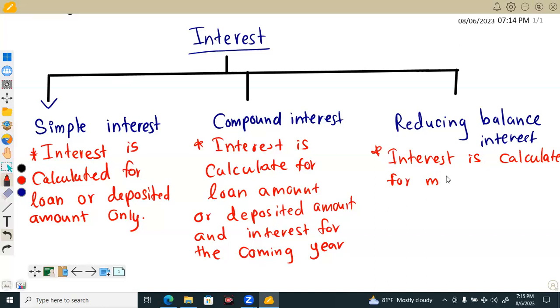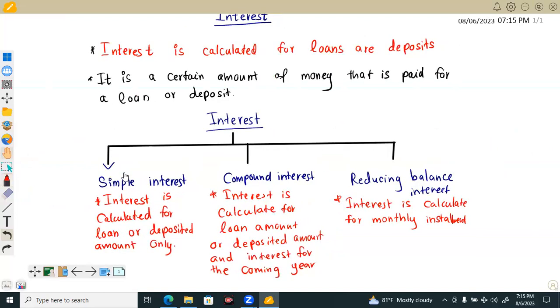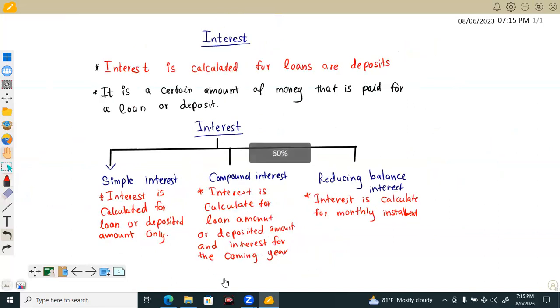Interest is calculated for monthly installments. I will explain this further when we do the calculations. Is this one Krishminder? Yes, teacher. Okay, you can write down.